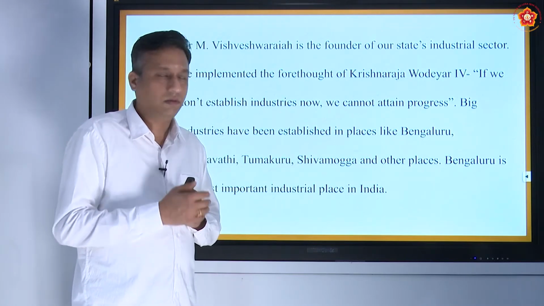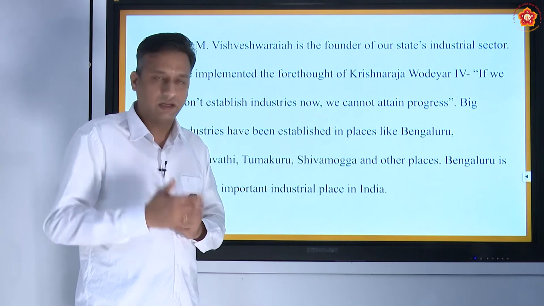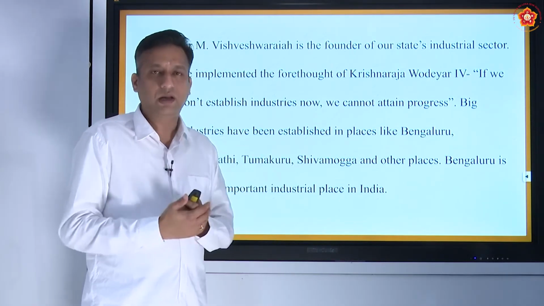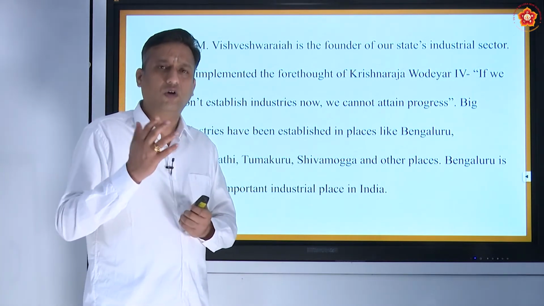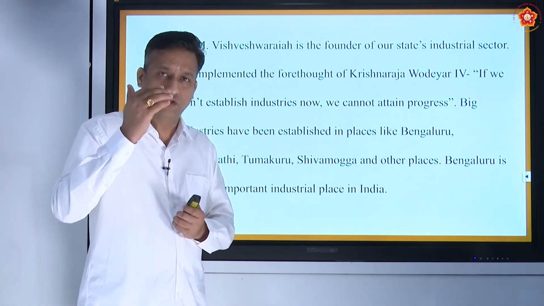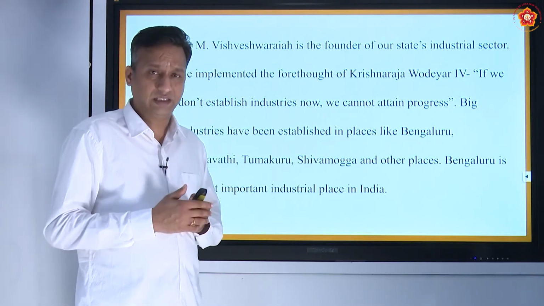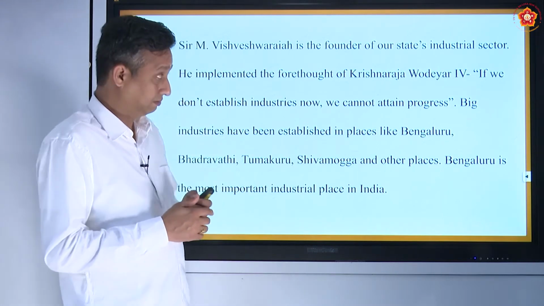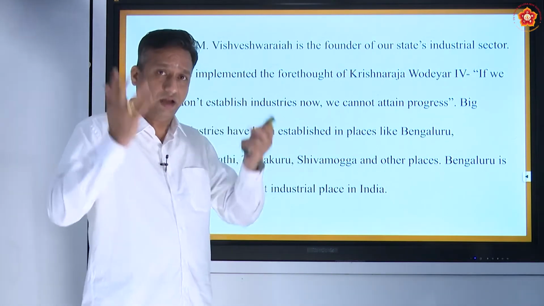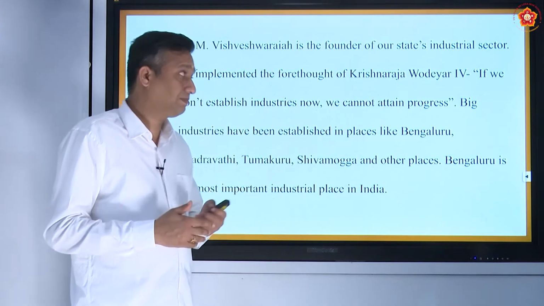Here is a small example of where he went. He goes to Jog Falls, on the Sharavati river, you might have heard. People were watching the beauty of the Jog Falls, but he said, "What a colossal waste of energy." He saw the beauty of Jog Falls, but at the same time he said what a loss of energy, and that started the hydroelectric project there. So that was his vision to have electricity and improve industry.